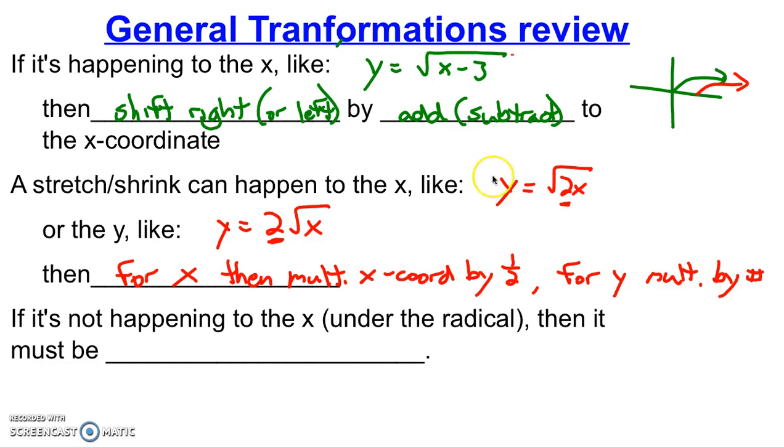I'll show you an example of both of these so that you can see how to apply that to a problem. We'll come back to that when we have a graph in front of us. The last reminder is that if it's not happening to the x under the radical, then it must be happening to the y. And that's really important. You hear me keep saying it over and over. I want to make sure that you remember so that you're always looking for whether something is happening to the x or the y.